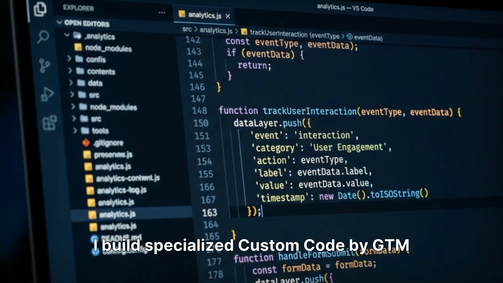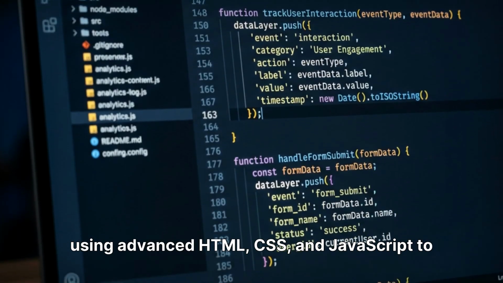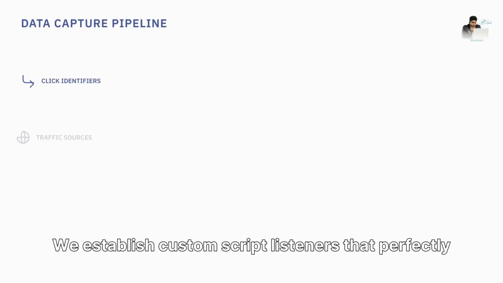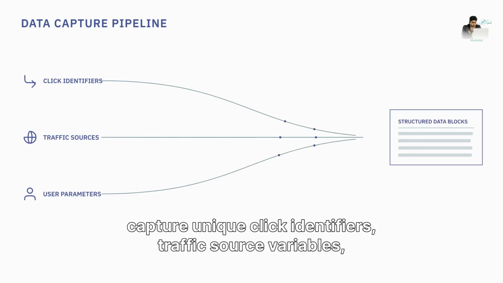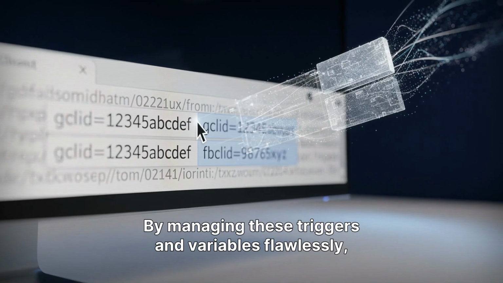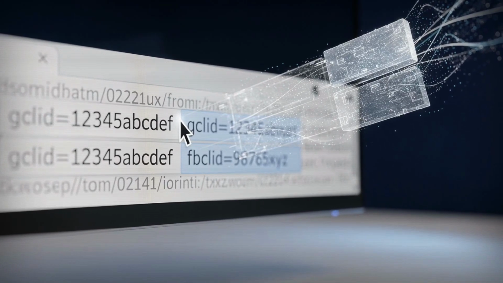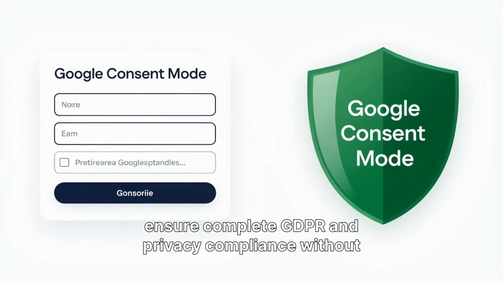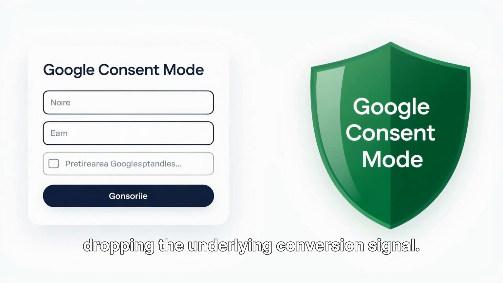I build specialized custom code in GTM using advanced HTML, CSS, and JavaScript to repair and optimize your site's native data layers. We establish custom script listeners that perfectly capture unique click identifiers, traffic source variables, and user data parameters at the exact moment of engagement. By managing these triggers and variables flawlessly, we build a resilient first-party data asset. We simultaneously implement Google Consent Mode to ensure complete GDPR and privacy compliance without dropping the underlying conversion signal.